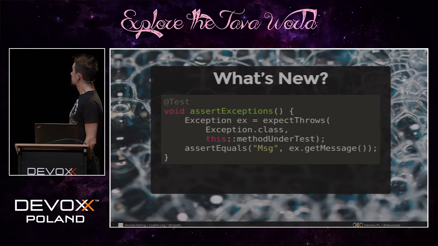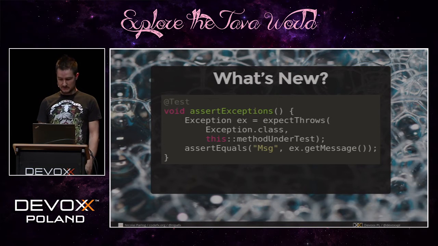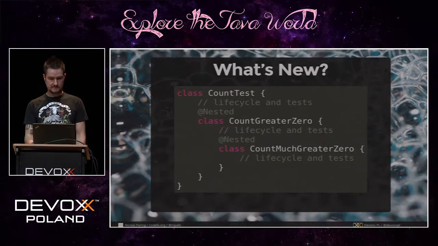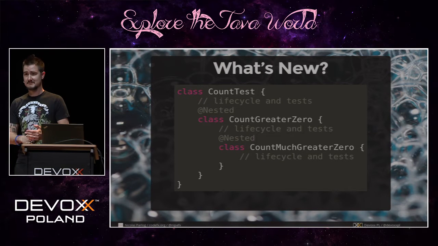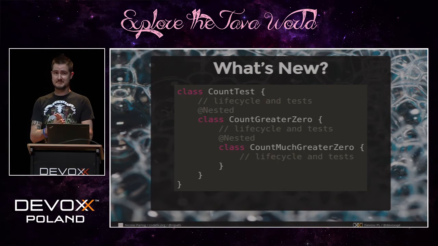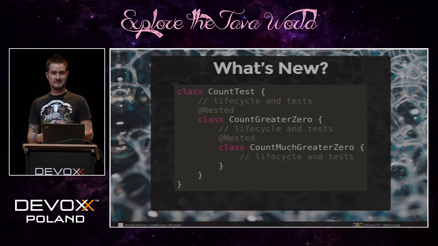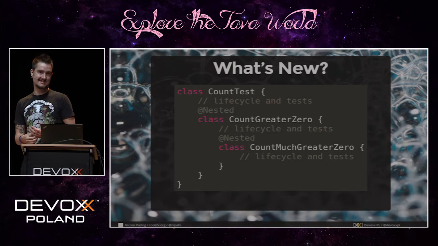Okay, I'll pick the next one, because it's basically like the last, but you can get the exception back and do some more stuff with it and check whether it has the right message, for example. And so you can examine it more. This is cool. What's new? Nested. What might it do? Yeah, exactly. It just runs the test in there.